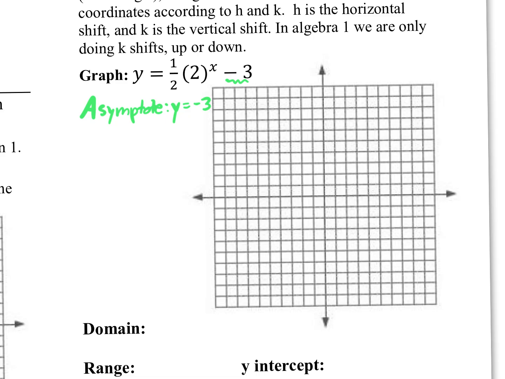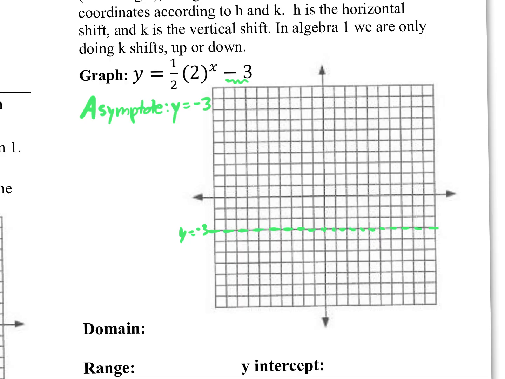Now, what does that really mean? That means that your asymptote is the horizontal line crossing the y-axis at -3 that this graph will infinitely approach but never actually touch, okay? So if you wanted to start with your asymptote, you could do that. You could go to -3, 1, 2, 3. Here's the y value of -3, and here's my asymptote, the horizontal line crossing the y-axis at -3, okay?